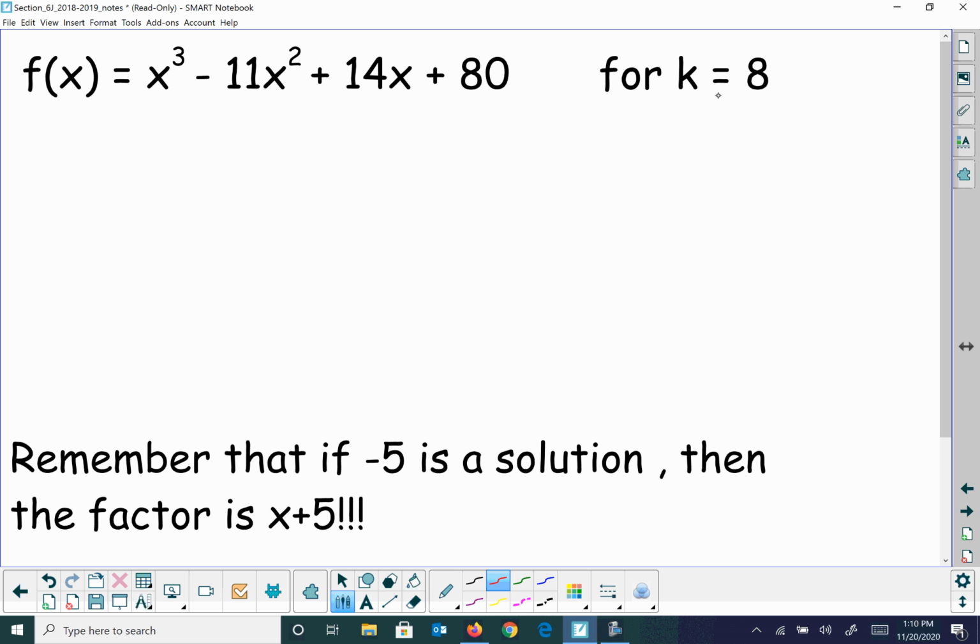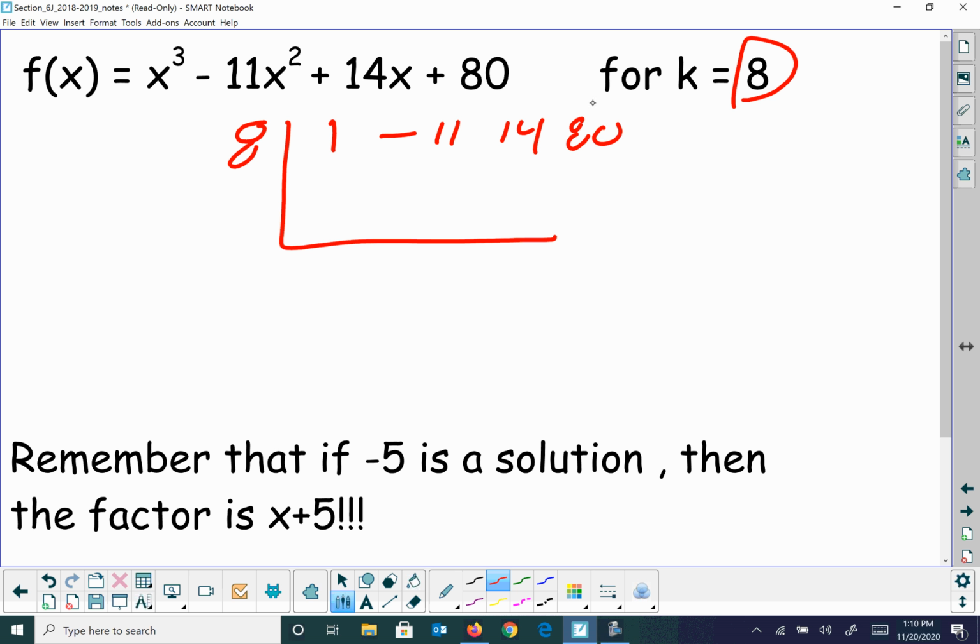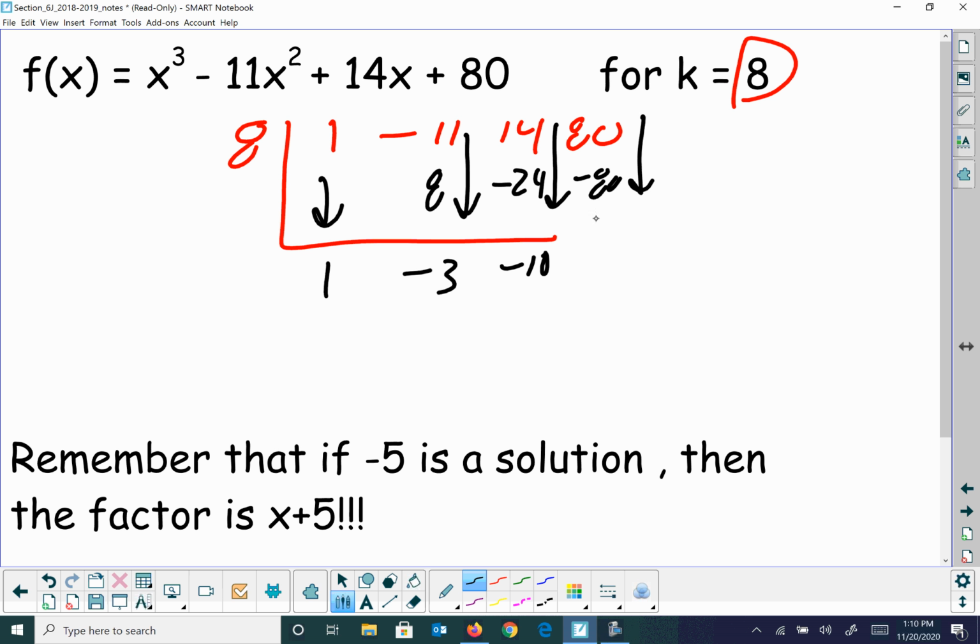Okay, so we know that k equals 8. So we can just divide by this because it's already equal to it. So I got 1, negative 11, 14, and 80. No zeros in there. That's going to give me 8. And add those up. That's negative 3. That's negative 24. That gives me negative 10. That gives me negative 80. Bring that down. Gives me a 0. So I can put my x's back in here.